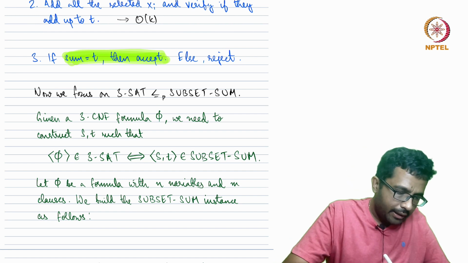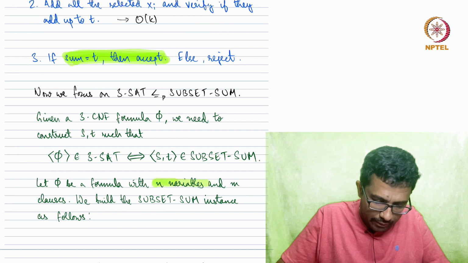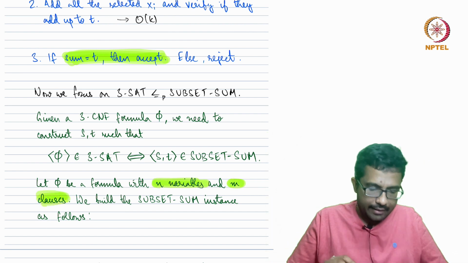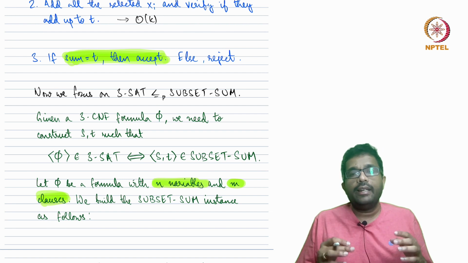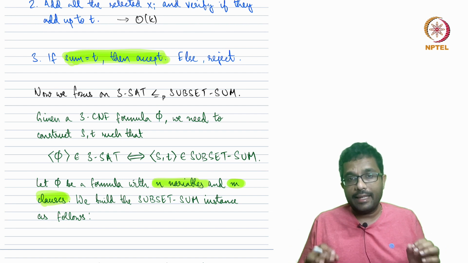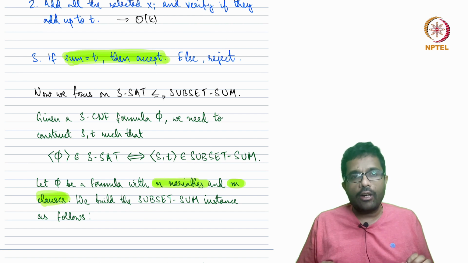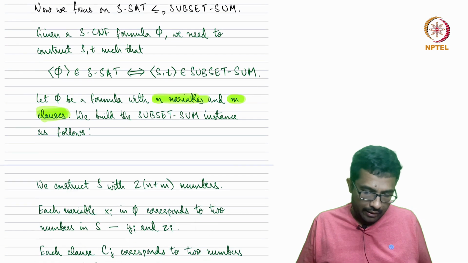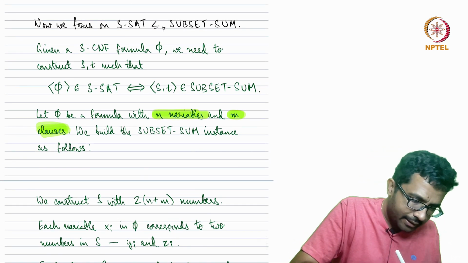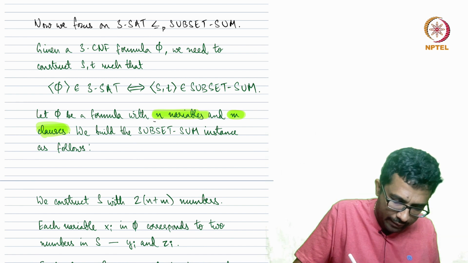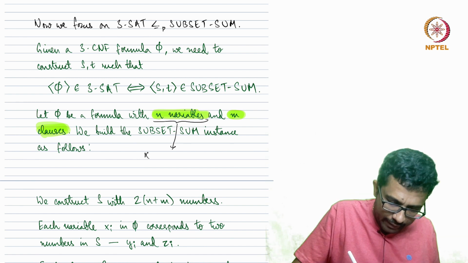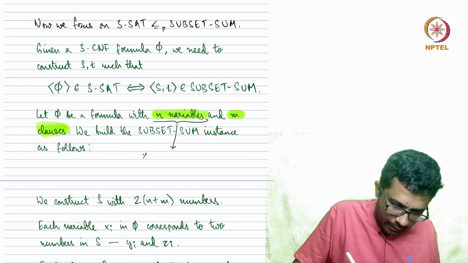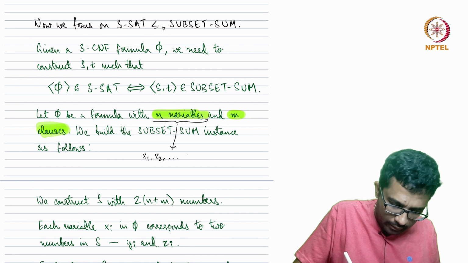So let phi be a formula with n variables, okay? So this is just some assumption, and m clauses, right? So it's a 3CNF formula, meaning it is an AND of m clauses, where each clause is an OR of 3 literals, right? And overall there are n variables. And let's go one step further and say that the n variables are x1, x2, up to xn.